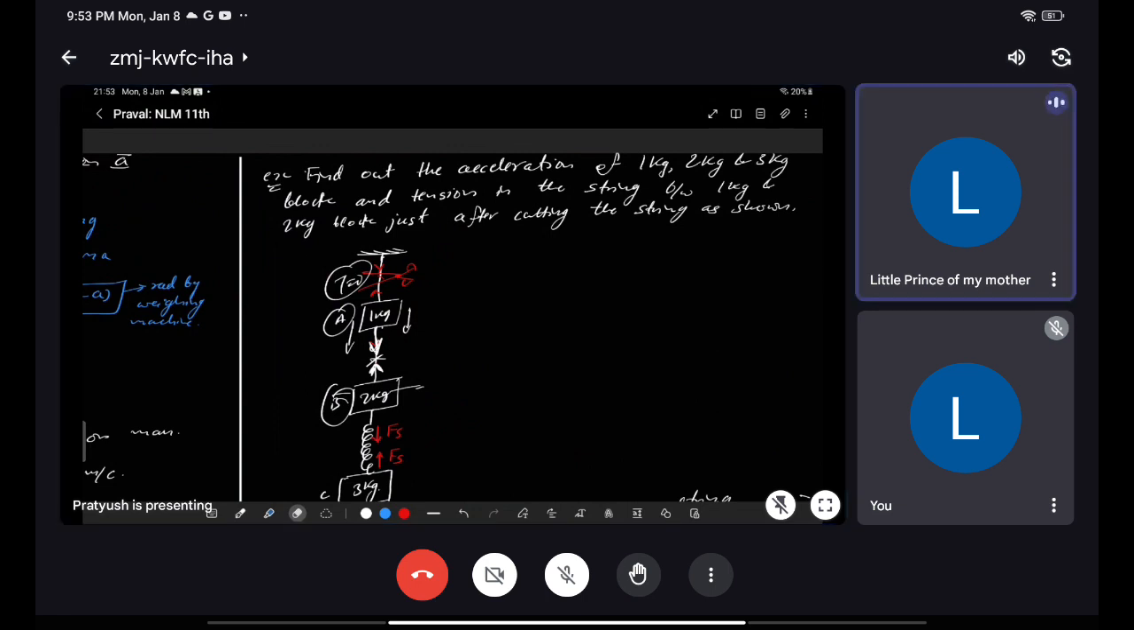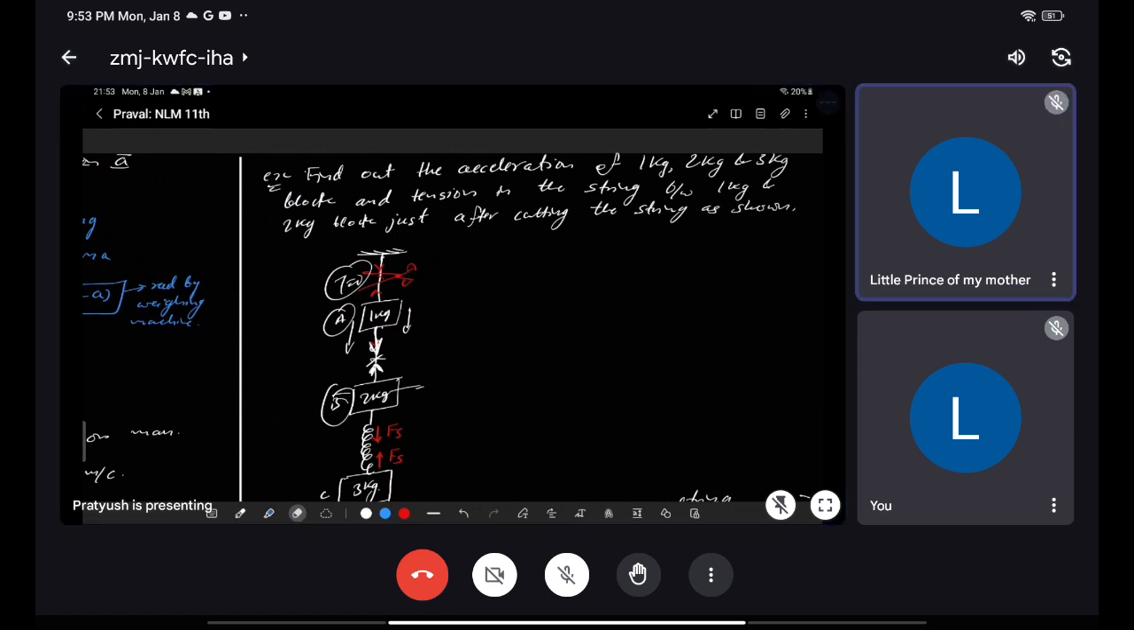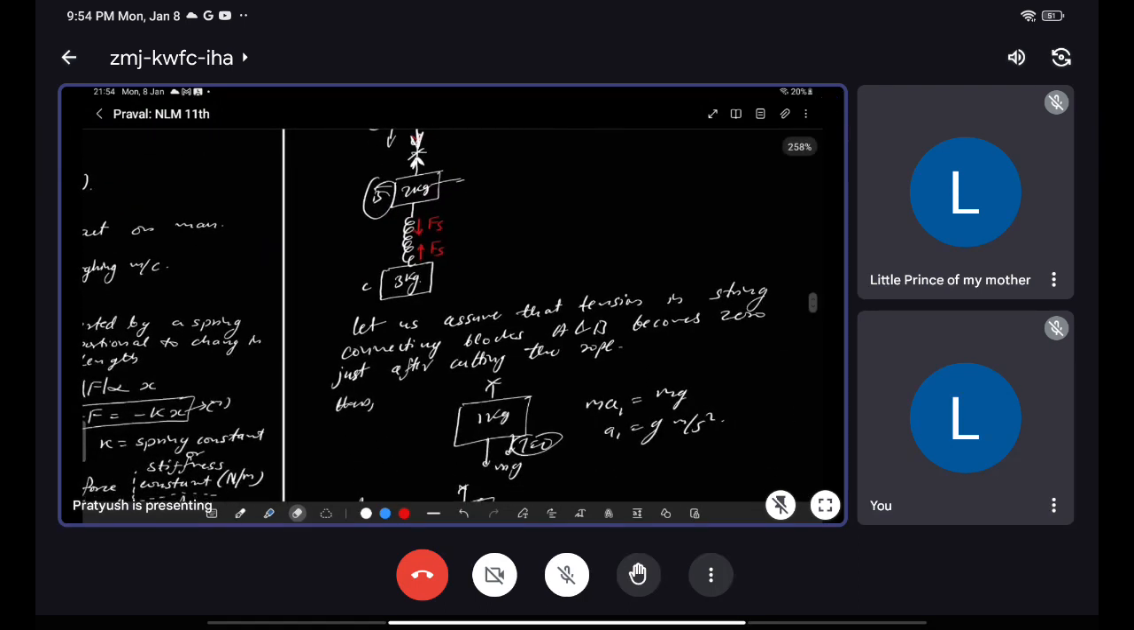Not getting. Why? See, upper string we are cutting. So what will happen? Tension will become 0 there. So block will go in downward direction. Will it do free fall or not? Yes, whole system will do free fall. So its acceleration will be g only. Got it?